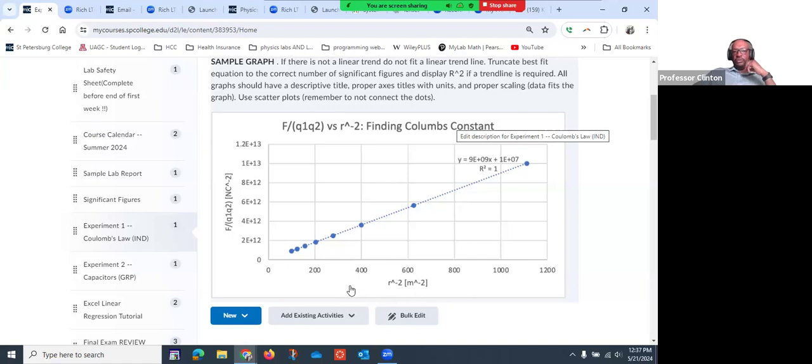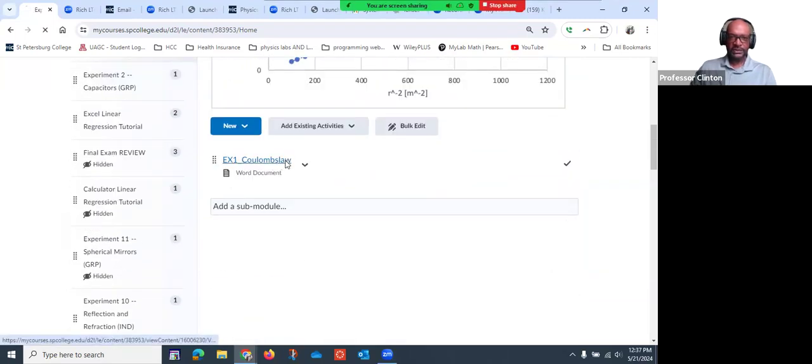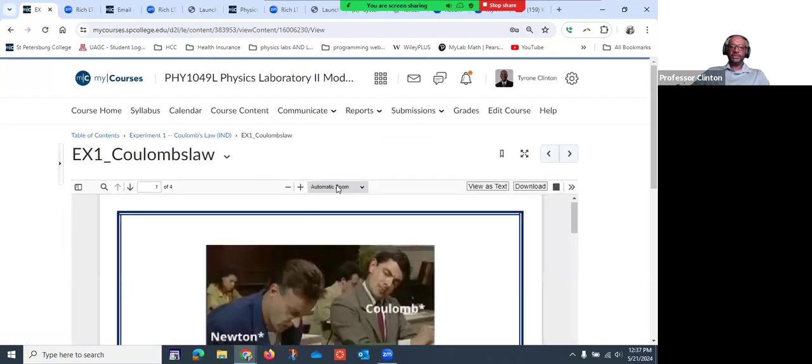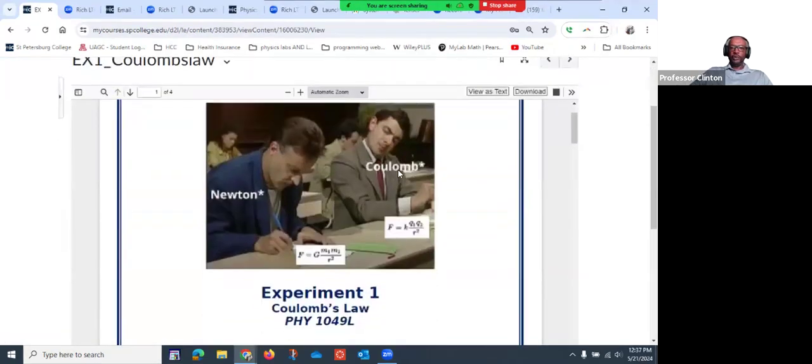axes, because the goal eventually, when we start doing the more expanded version of your lab reports, is going to be that when somebody gets your document, they should be able to understand easily what it all is about. So, this document that is the main hub for this experiment talks about Coulomb's law.